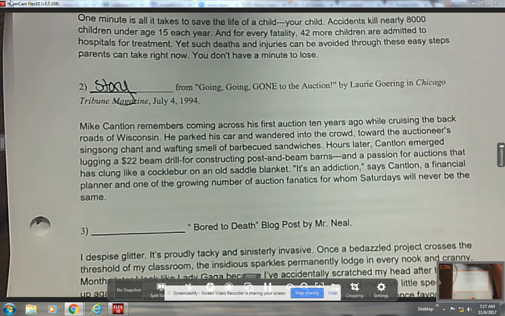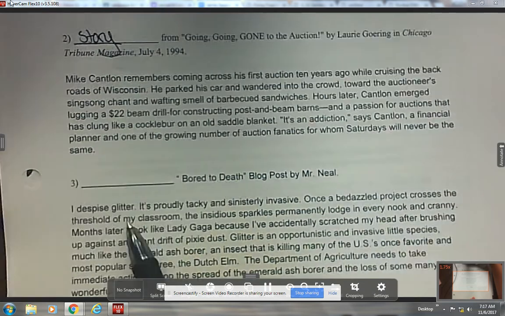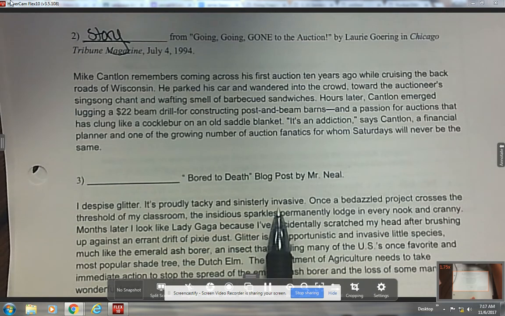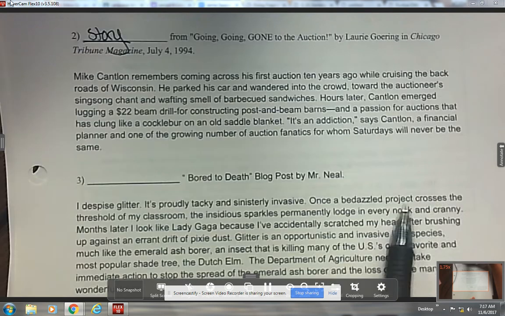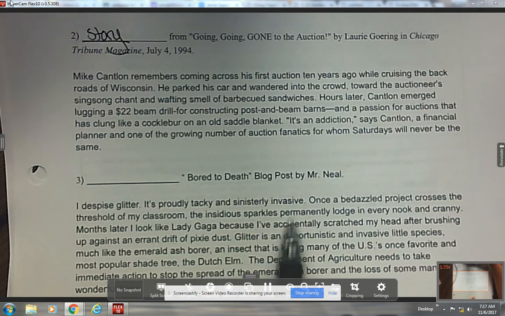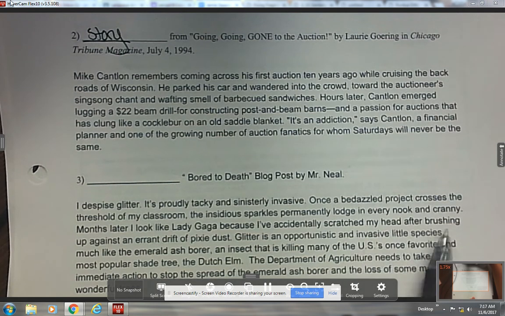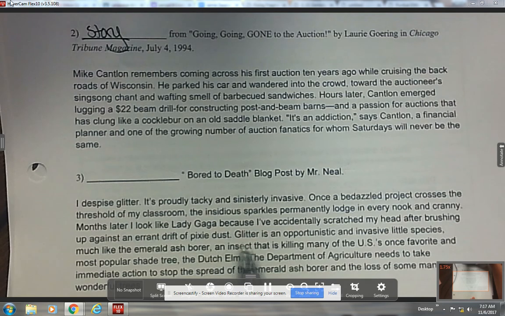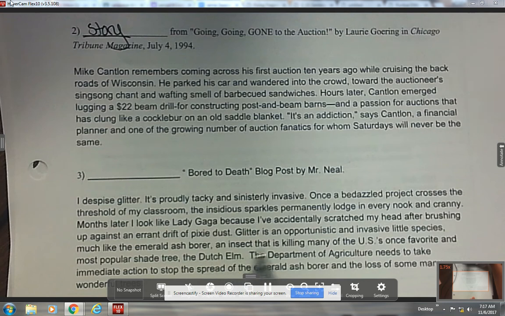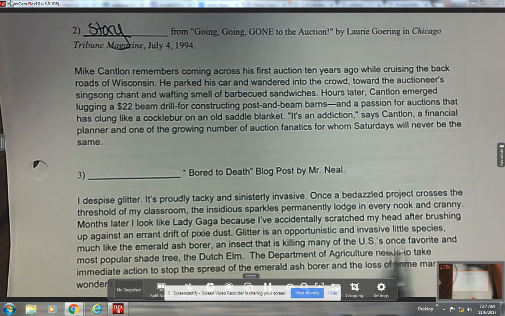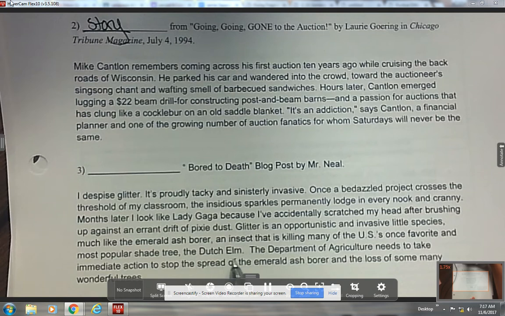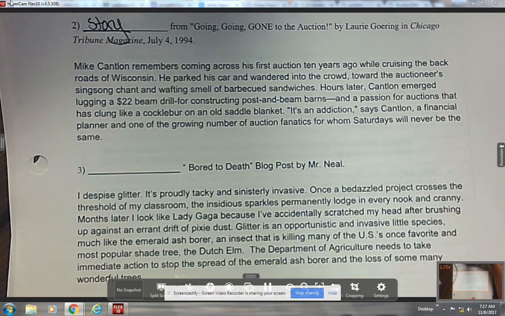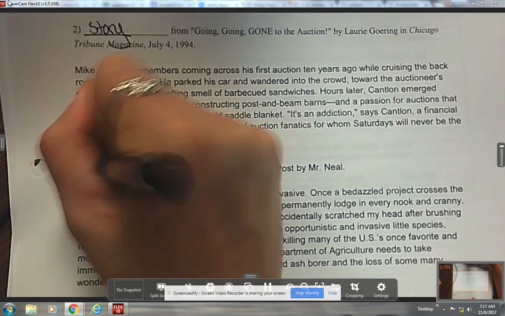Next one. I despise glitter. It's proudly tacky and sinisterly invasive. Once a bedazzled project crosses the threshold of my classroom, the insidious sparkle is permanently lodged in every nook and cranny. Months later, I look like Lady Gaga because I've accidentally scratched my head after brushing up against an errant drift of pixie dust. Glitter is an opportunistic and invasive little species, much like the emerald ash borer, an insect that's killing many in the U.S., once the favorite and most popular shade tree, the elm. The Department of Agriculture needs to take immediate action to stop the spread of the emerald ash borer and the loss of so many wonderful trees. So this one's obviously vivid description, describing the glitter.